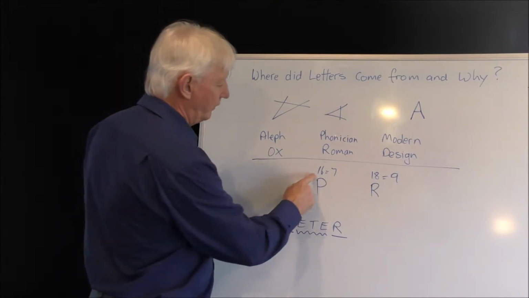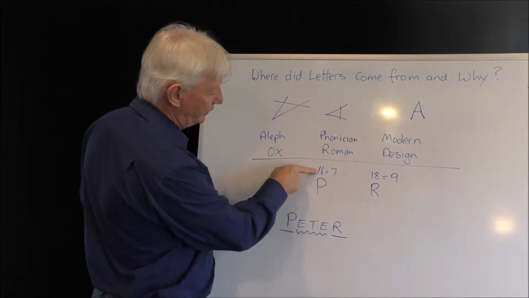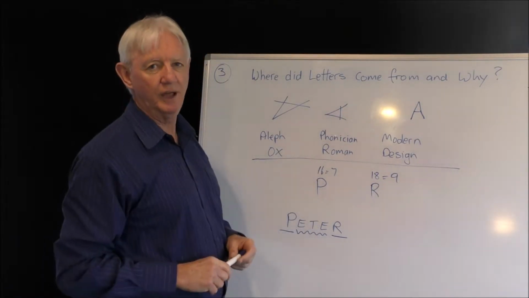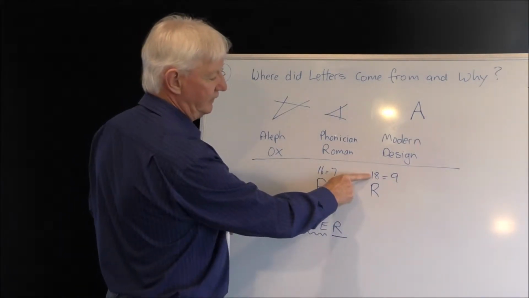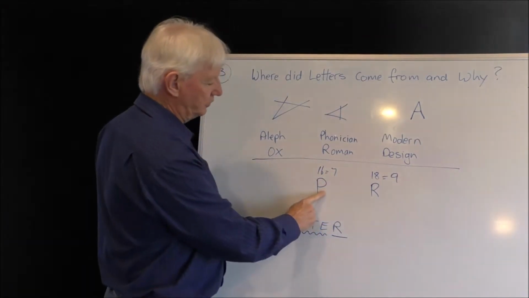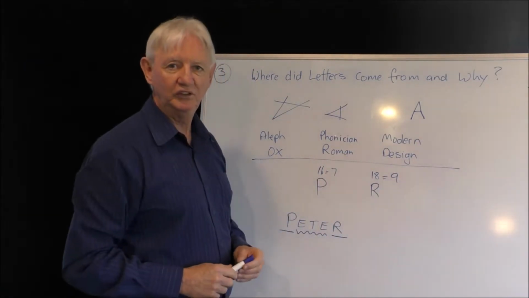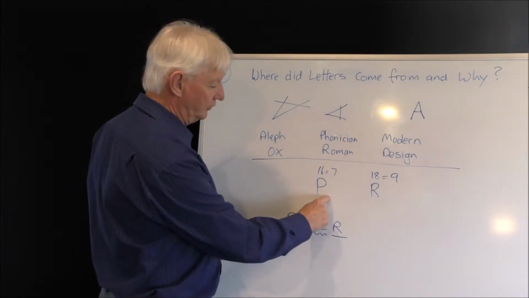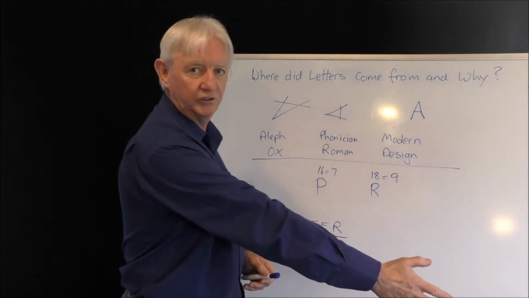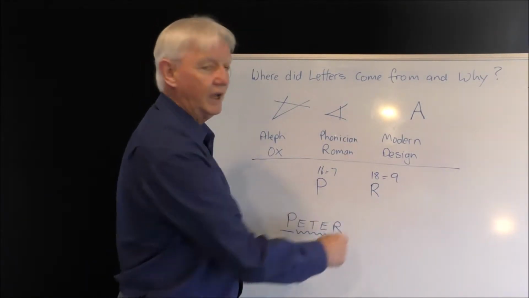So here we've got letter P. Now letter P just happens to be the 16th letter of the alphabet. Letter R is the 18th letter of the alphabet. The difference between these two, apart from their obvious numerical position or equivalent, is that the P does not have the forward placed stick in front of it, whereas the R does.